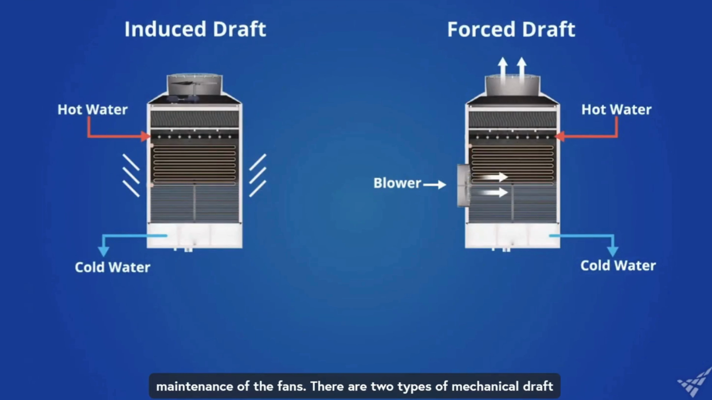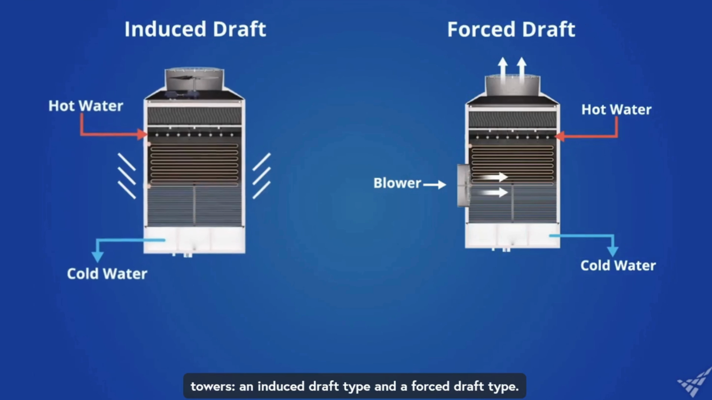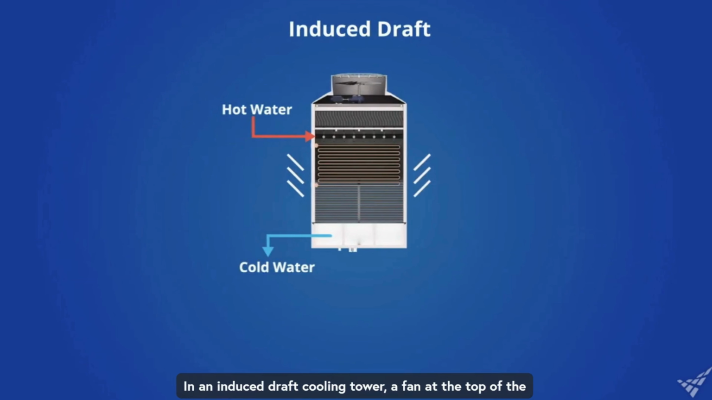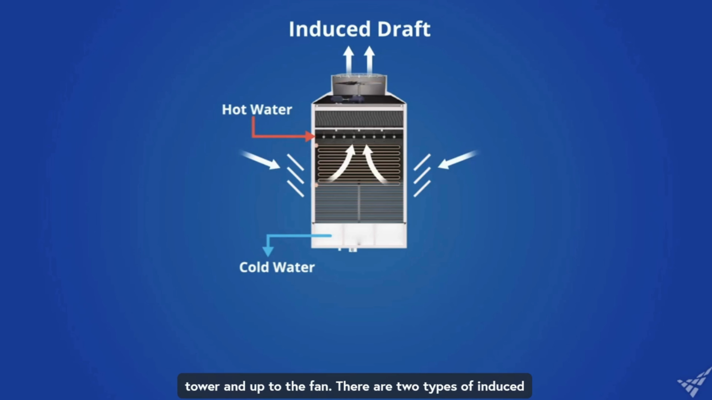There are two types of mechanical draft towers: an induced draft type and a forced draft type. In an induced draft cooling tower, a fan at the top of the tower blows air outward and creates low pressure within the tower. This causes air to flow in through the sides of the tower and up to the fan.